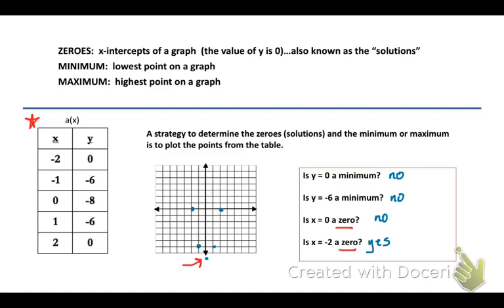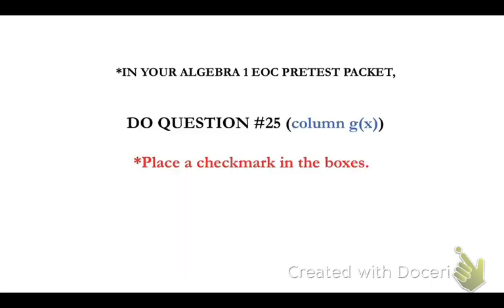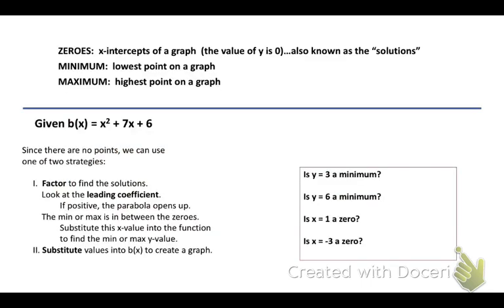So again, minimum or maximum means the lowest point that you see or the highest point. And then a 0 means is it crossing the x-axis? So where x is negative 2, yep, that's where y is 0. So that is what we call a 0. Now we're going to hold off on this one. We're going to come back and work both parts. So continue with the notes.